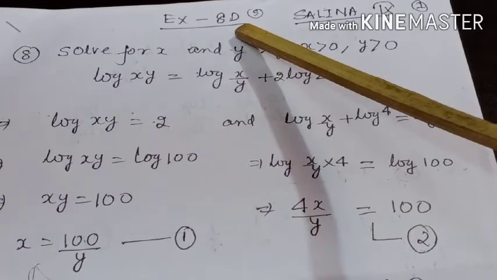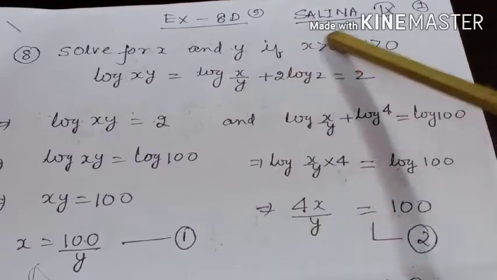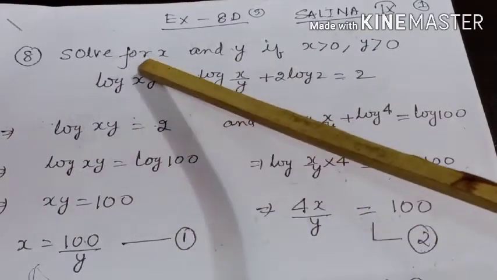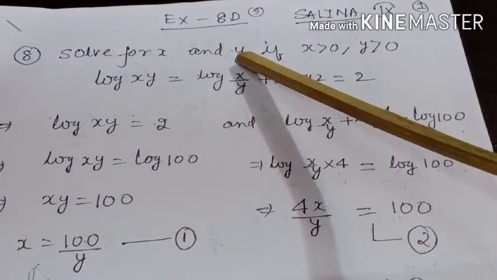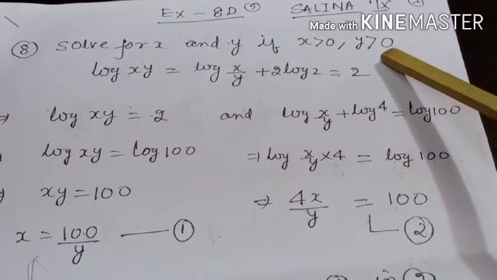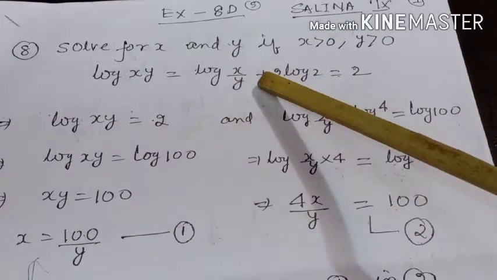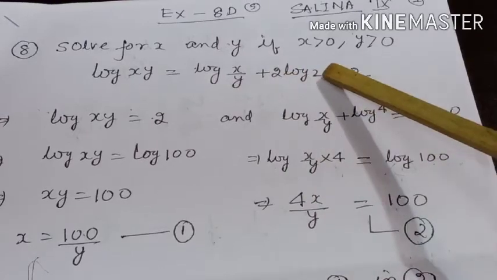Still some more examples of exercise 8D of Selina book of class 9. So we'll start with question number 8. It is given: solve for x and y, where x is more than 0 and y is more than 0. The information is log xy is equal to log x by y plus 2 log 2, that is equal to 2.